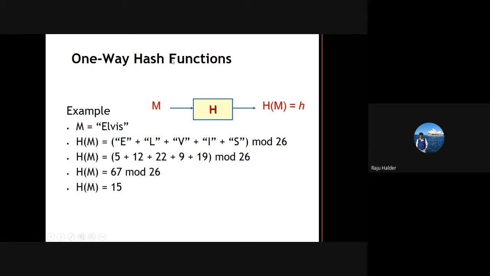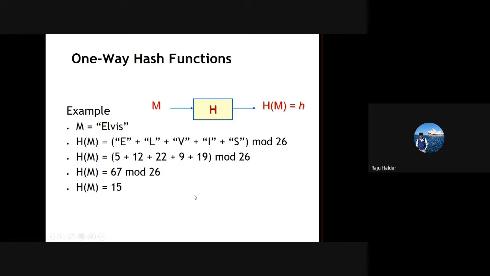So this is one example of a hash function. It's called a one-way hash function. It means that you can get output from the input. But if I give the output, can you get the input? Is it possible? If I give you O or 15, can you get back to this string? Not possible.